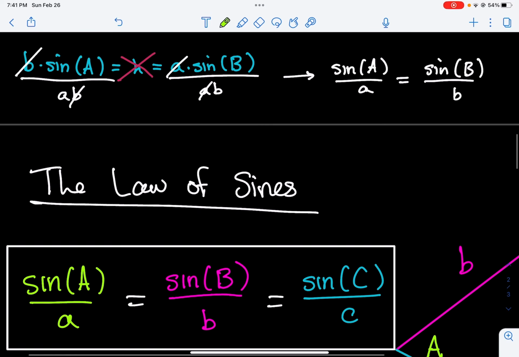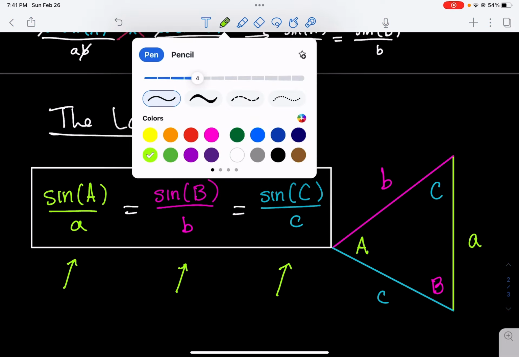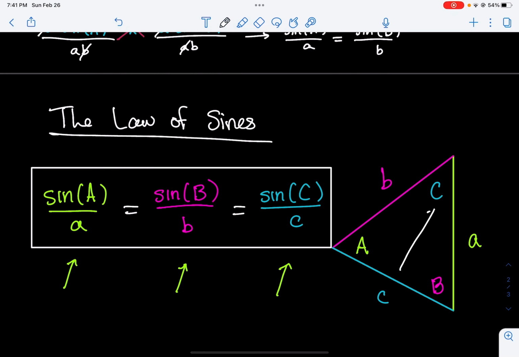So the full law of sines says this. Sine of capital A over little a equals sine of capital B over little b, and it's also equal to sine of capital C over little c. So these sides and their corresponding angles, if you pair them up in this way, these opposite sides correspond with their angles.